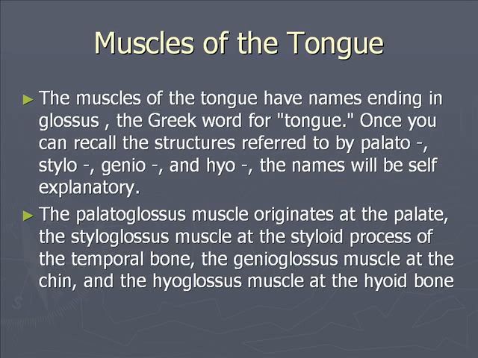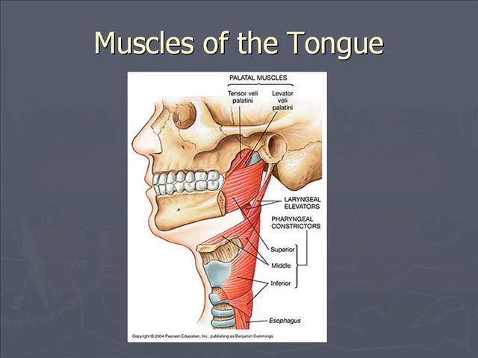located. Palatoglossal muscles originate at the palate. Styloglossus originates at the styloid process on the temporal bone, the genioglossus muscle at the chin, and the hyoglossus muscle at the hyoid bone. These are muscles that we see along the pharynx and the larynx area. These muscles are important in elevating.